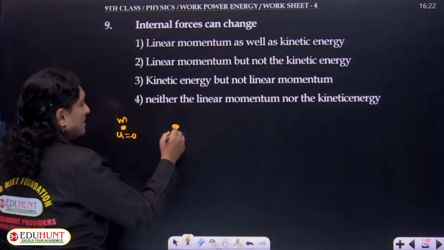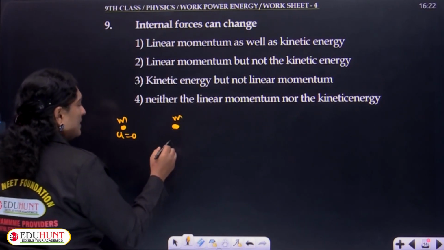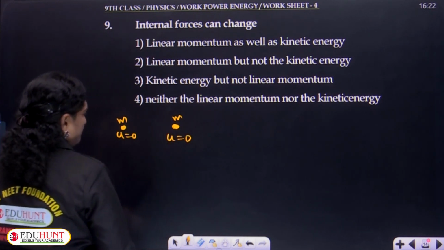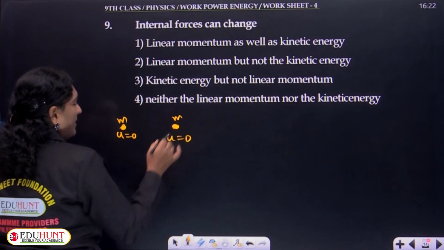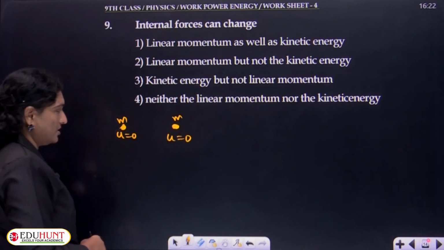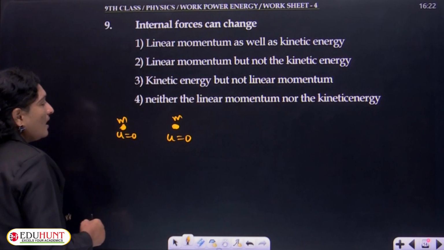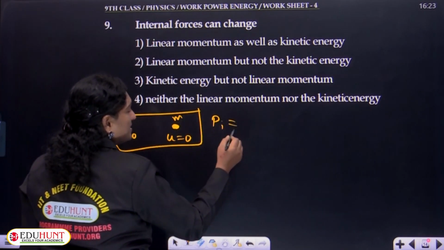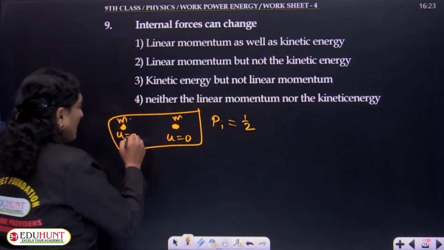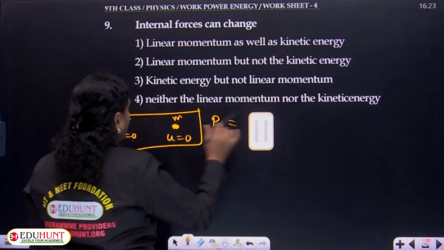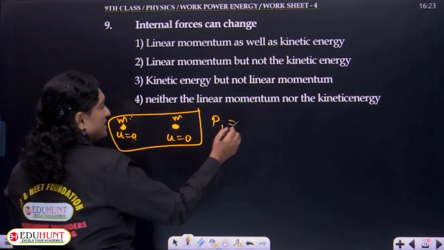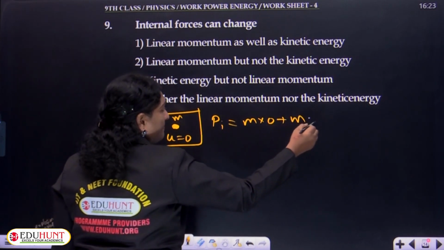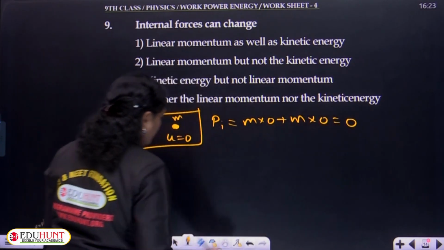Let us also consider a body of equal mass which is also at rest. So let us consider two equal masses which are at rest initially. Then what is the initial momentum of the system of two particles, children? Initial momentum of the system is equal to mass into velocity. What is mass into velocity? m into 0, plus for the second body also m into 0. This is equal to 0.